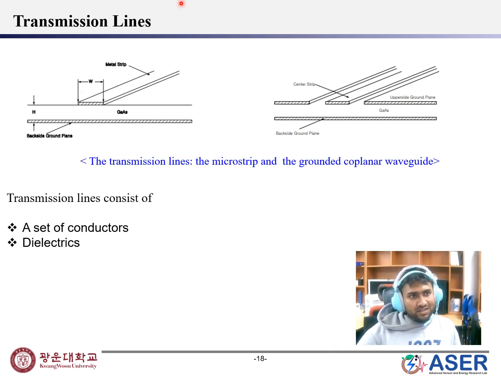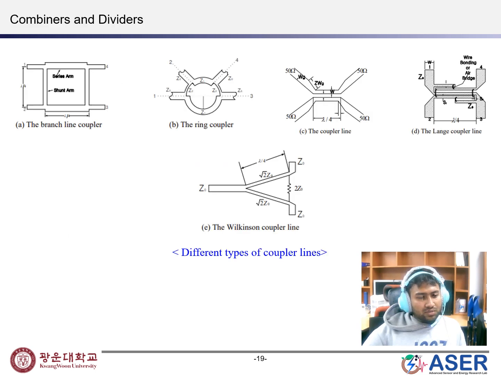We can discuss the transmission line. There are two transmission lines, the microstrip and the grounded coplanar waveguide transmission line. A transmission line mainly consists of a set of conductors and dielectric material. And we also discuss combiners and dividers. There are different types of coupler lines: the branch line coupler, the ring coupler, the coupled line coupler, the Lange coupler, and the Wilkinson coupler, as shown in figures A to E.